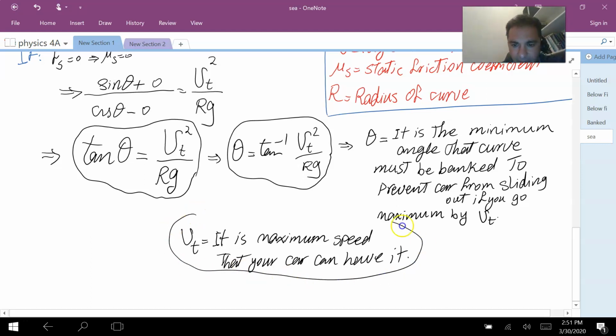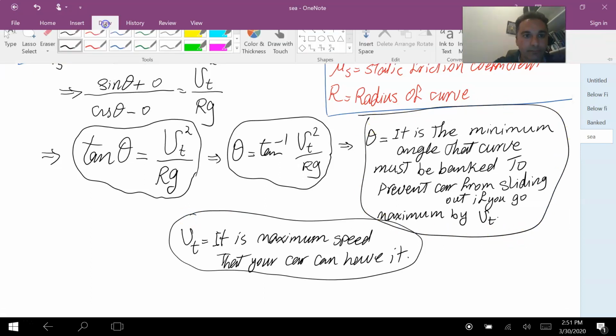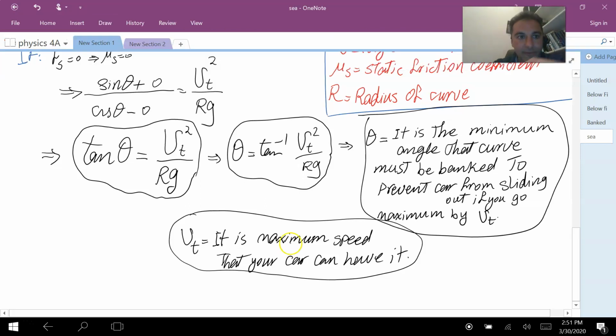So here, pay attention. Okay, Vt, velocity, that is the maximum. So guys, when it says go with 45, that's the maximum speed that you can go. If you go with 46 miles per hour, your car will slide out. I'm sorry for you. I'm sorry for myself, if I go with higher speed than what the sign says.